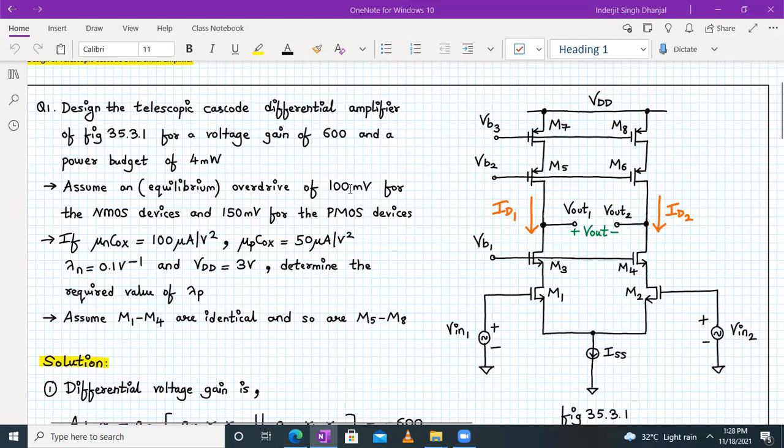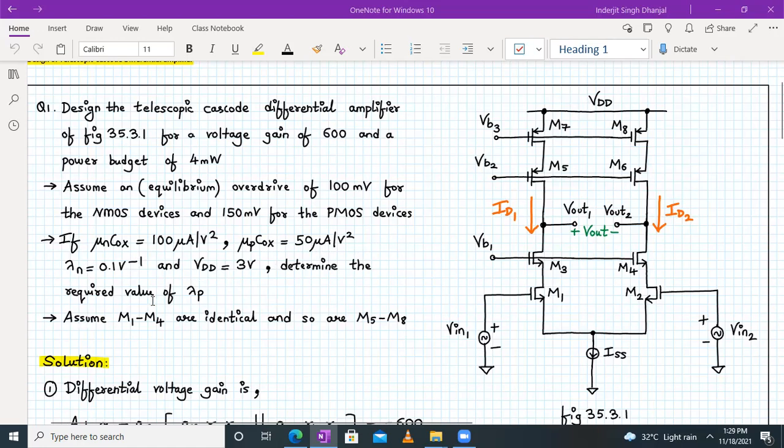So the overdrive voltages of NMOS and PMOS devices are given to us, and mu n Cox is given as 100 microampere per volt square. Mu p Cox is given as 50 microampere per volt square. Lambda n is given as 0.1 per volt, and VDD is given as 3 volt.